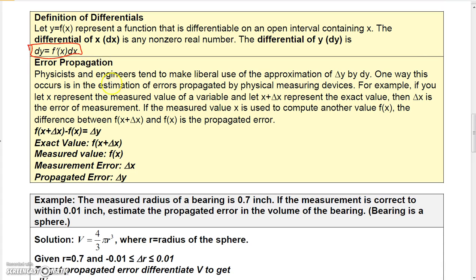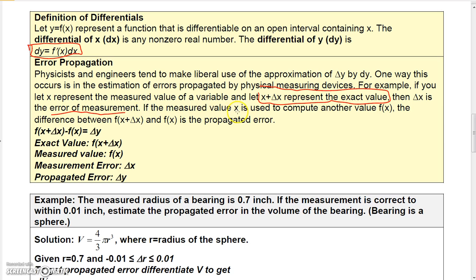So physicists and engineers make liberal use of delta y and dy. Sometimes they interchange them. But you can actually calculate error propagation by physical measuring devices. For example, let x represent the measured value of a variable, and let x plus delta x represent the actual value of the variable. In other words, x is what you want it to be, but x plus delta x is what it's actually going to be. Then delta x would be the error of measurement.